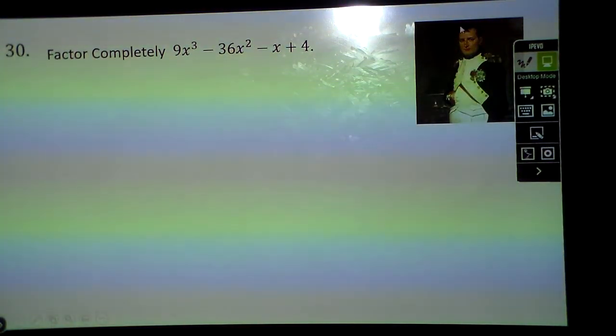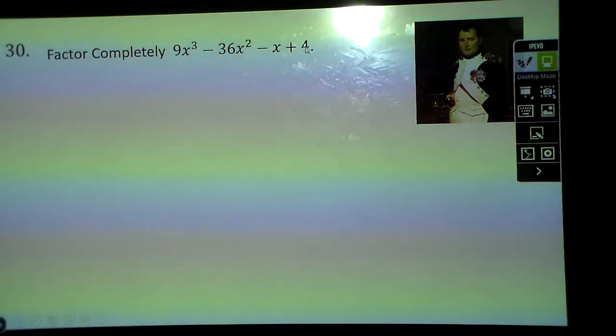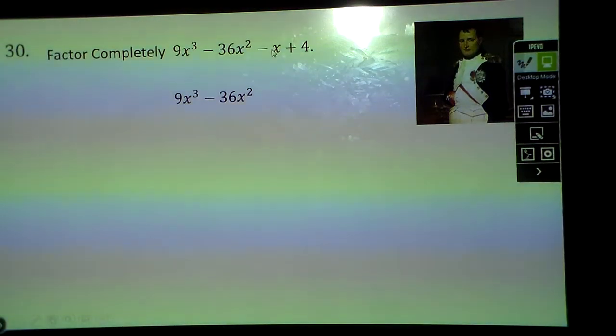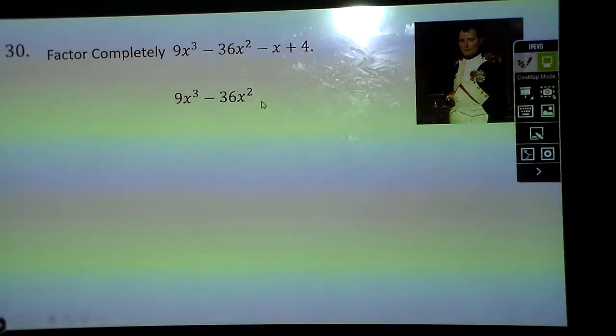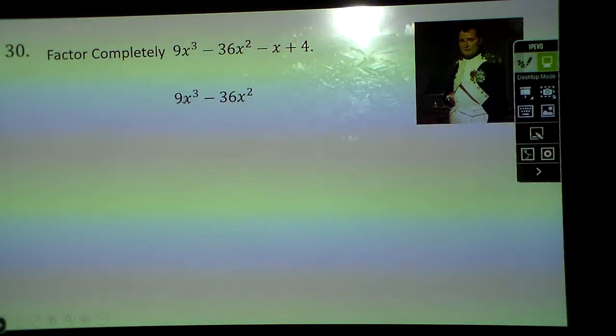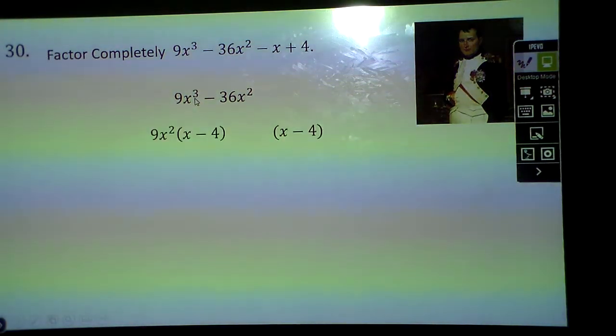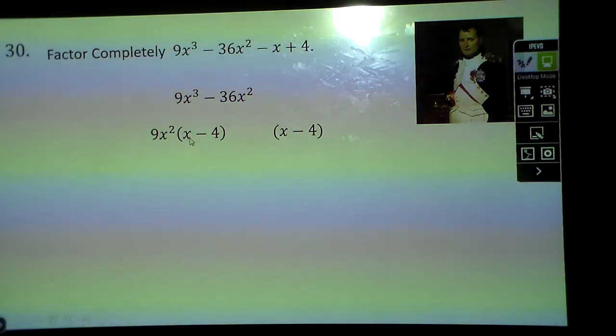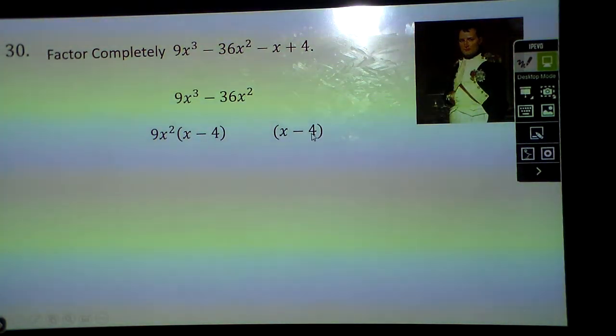So here, see the picture of Napoleon? We're going to do our divide and conquer. There's nothing common to all of them, so I'm going to look at just half of it. What's common to 9x cubed and 36x squared? That would be a 9x squared, which means it would leave me an x minus 4. Well, if I have x minus 4 here, I have to have an x minus 4 here, remember?